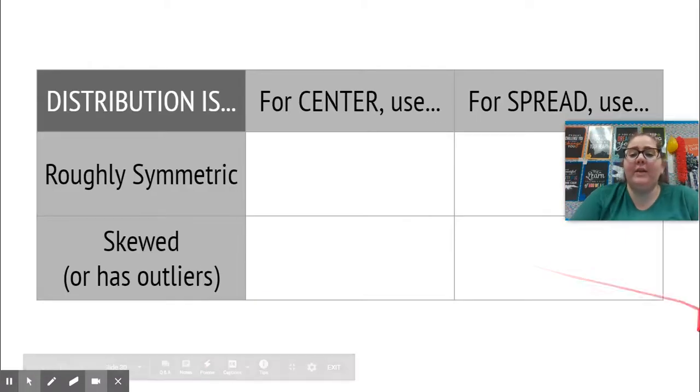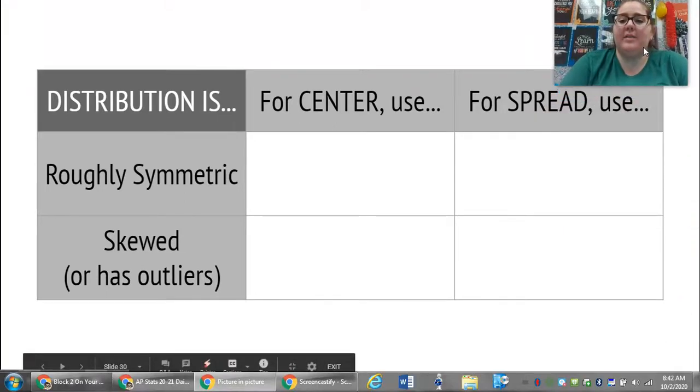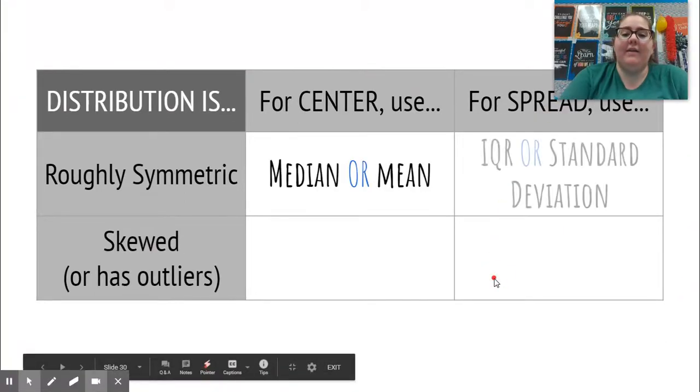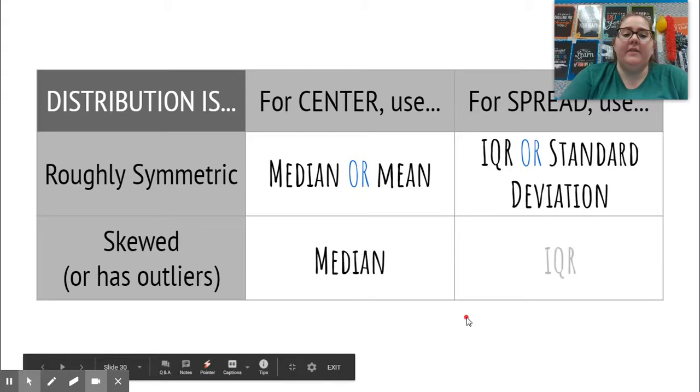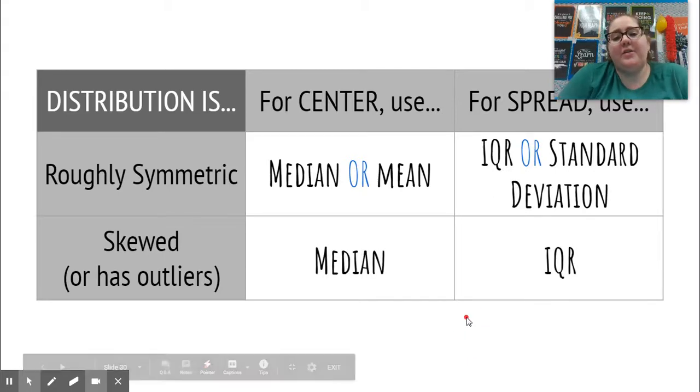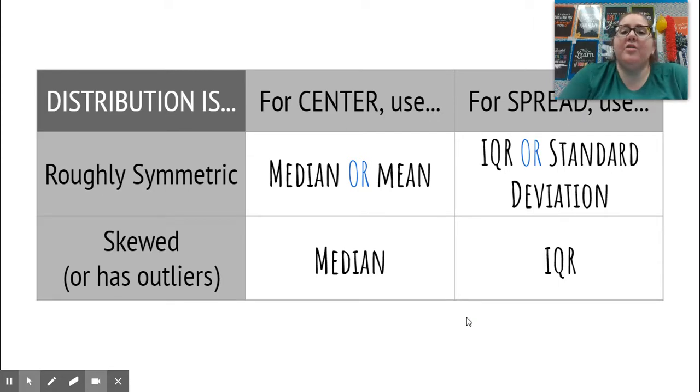So here's our quick little summary of what we just talked about at the end there, just to have it all in one place. If your distribution is roughly symmetric, it doesn't matter what measure of center you use or what measure of spread you use, they should all be fairly similar to each other. But if your distribution is skewed or has major outliers, median is our preferred measure of center, and then IQR is the preferred measure of spread. So that is the end of today's lesson, finally.